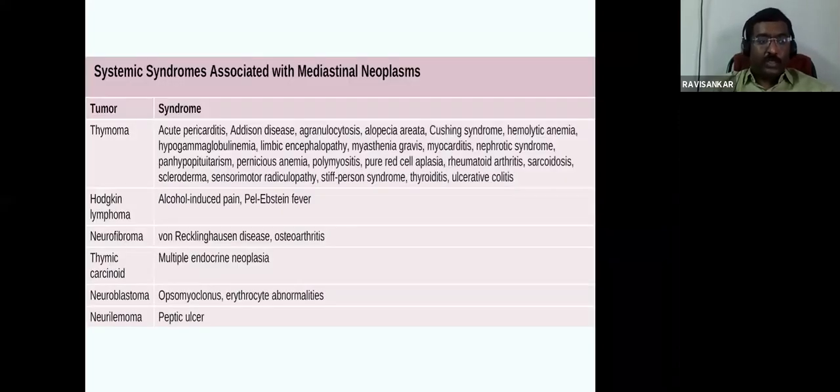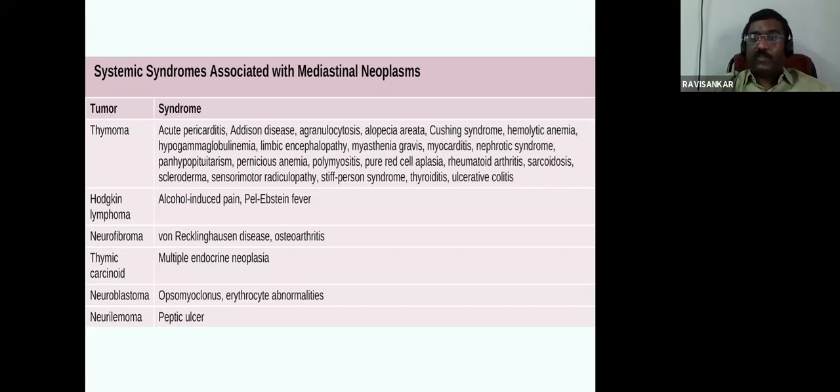So remember, there are many systemic syndromes that are associated with the mediastinal neoplasms. I'm not talking about the anatomical syndromes or the anatomical representations, where the thymoma is associated with lots of paraneoplastic syndromes. You know, the lymphoma can associate with the Pel-Ebstein fever.